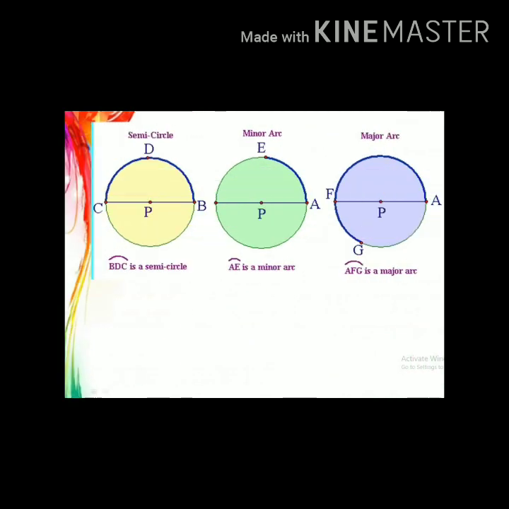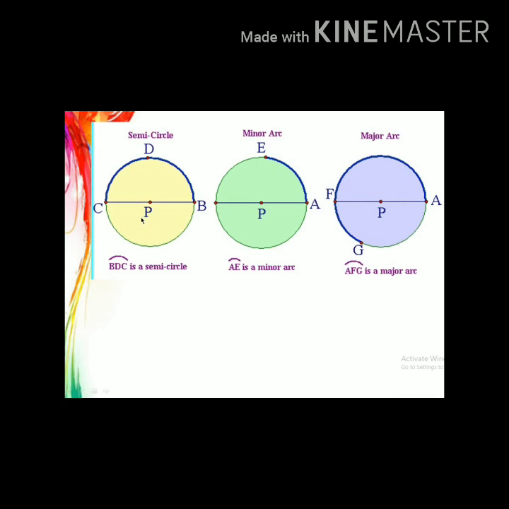Let's conclude it. So the arc is divided into three, right? Circumference, semicircle, minor arc, major arc, right? Circumference means the whole arc of the circle, it is called circumference of the circle. Semicircle or semi-arc means only half part of the circle. Minor arc means it is clearly less than the semicircle, and major arc means it is greater than the semicircle.